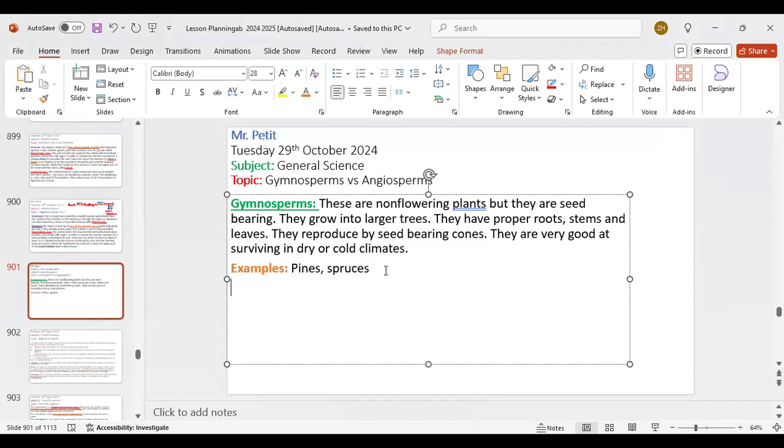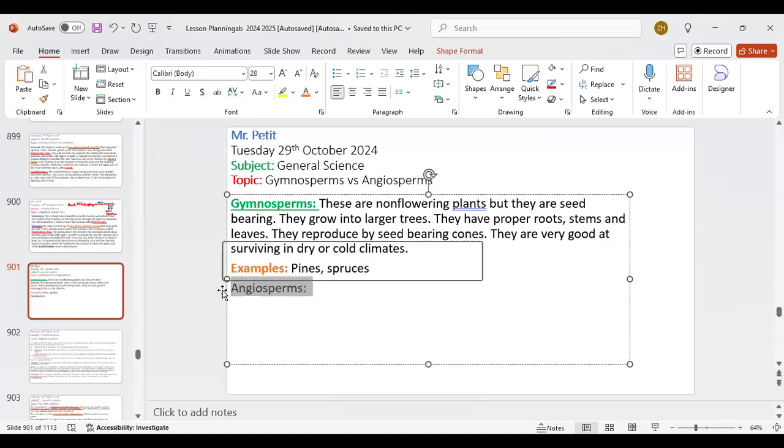Angiosperms. So what's the difference between gymnosperms and angiosperms? What do we know about them? They did not have seeds. They do have seeds. Yeah, they have seeds. They have flowers. They have what? They have flowers. Very good. They have flowers.